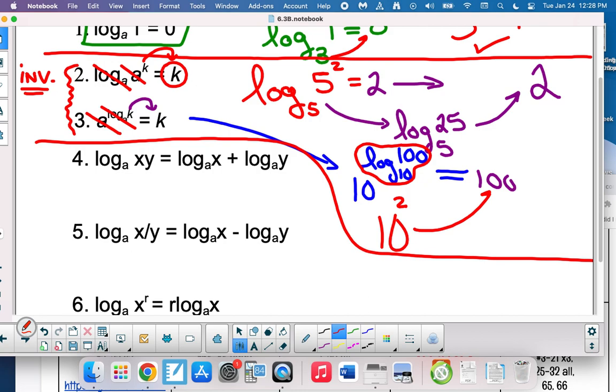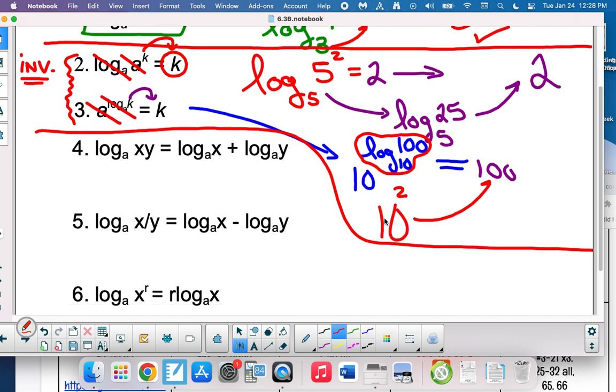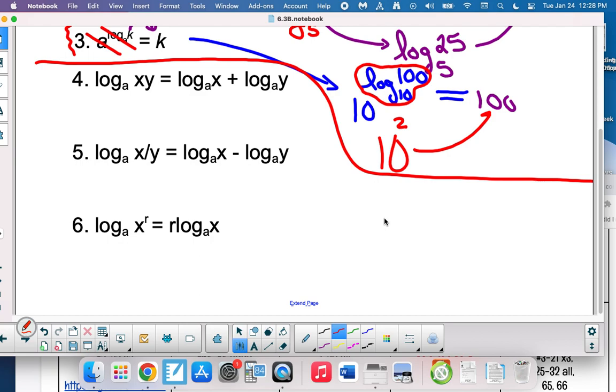These are the big three. These are the ones you've got to know. This one says the log of x times y, base A, is the same as what? If you multiply two numbers, you can split one log into 2 logs, as long as you add them in the middle. The bases have to be the same; here they're all A.